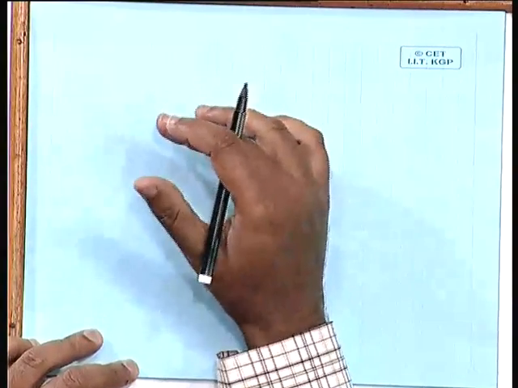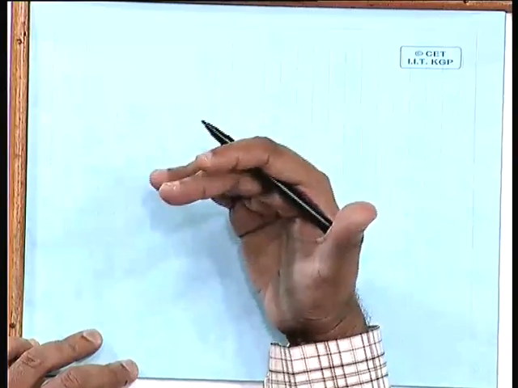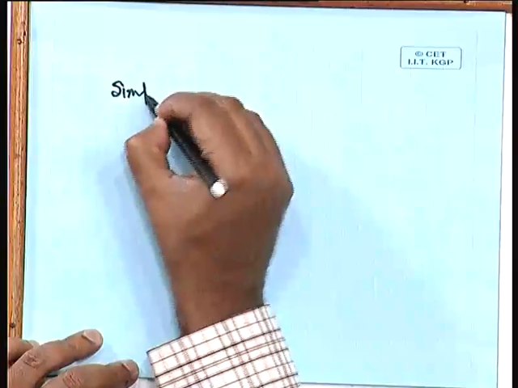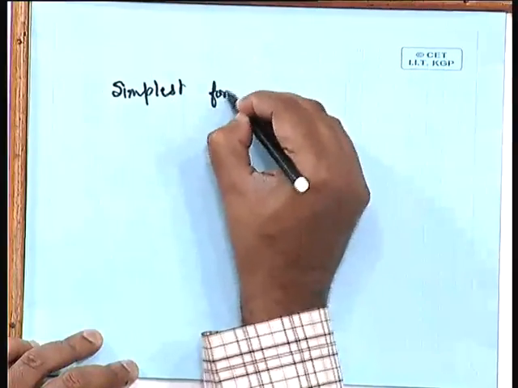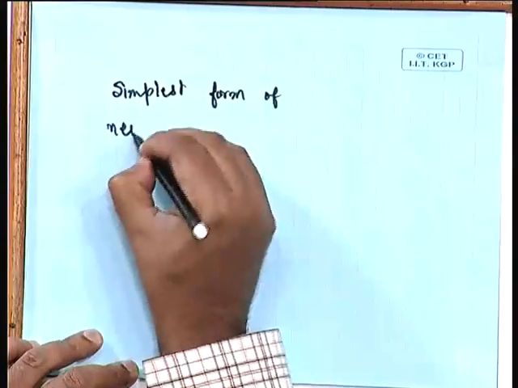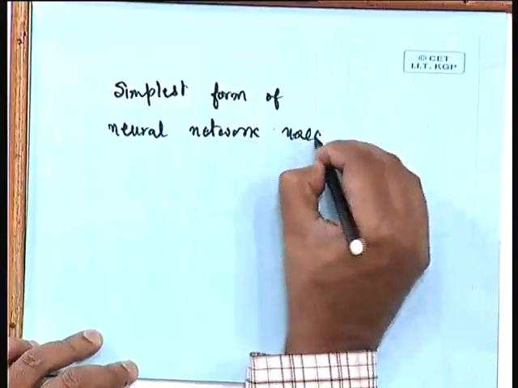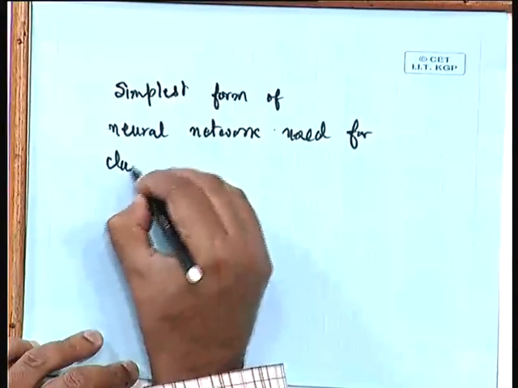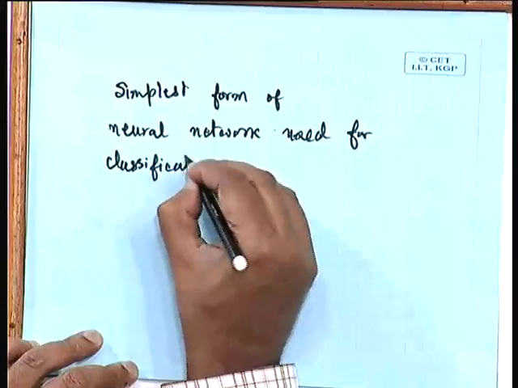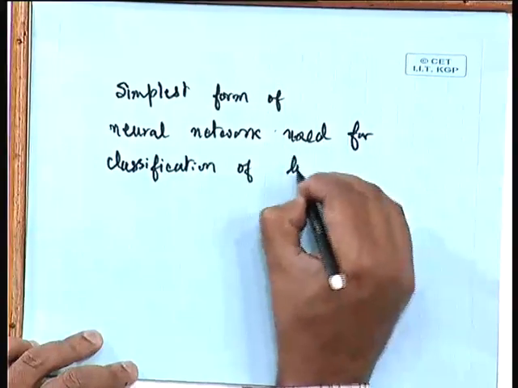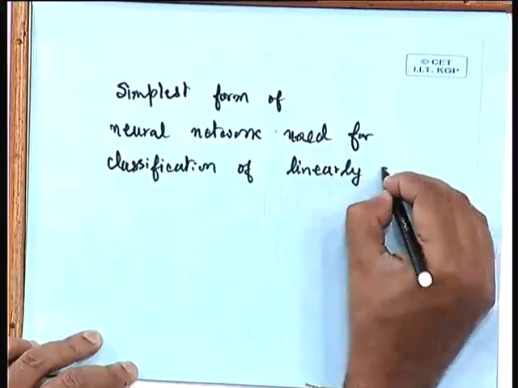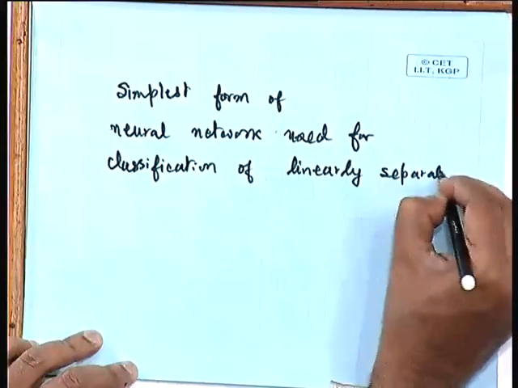Okay. Now, in its simplest form, a perceptron is a network that can classify linearly separable patterns. So, it is the simplest form of neural network that is used for classification of linearly separable patterns. What is meant by linearly separable patterns?